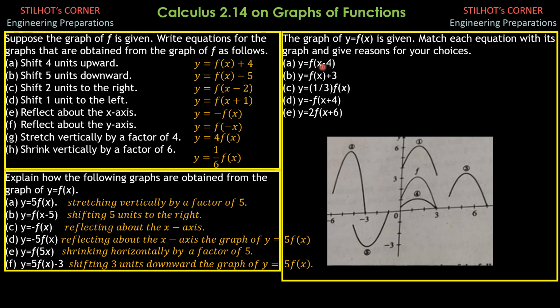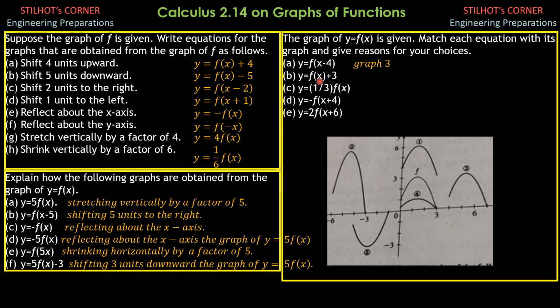Meaning to say, we have to shift the graph of f 4 units to the right. So this is the original graph. Then shifting it 4 units to the right, which is here, this is 0, 1, 2, 3, 4. So it is now here, and it ends at 3. So it now ends at 7 for the original graph. Therefore, this y equals f of x minus 4 is after we shift the original graph 4 units to the right, and that is graph 3. So the answer, we match this with graph number 3.